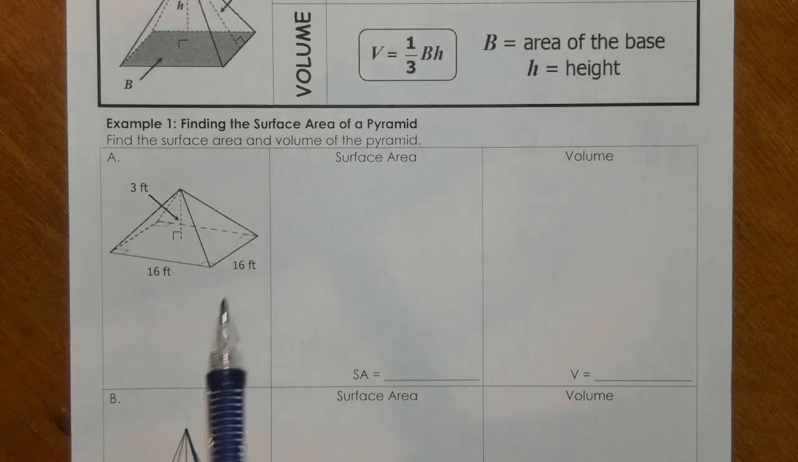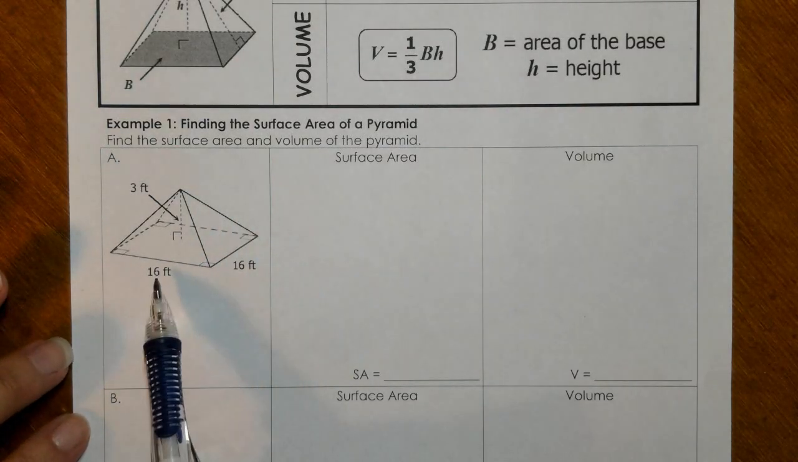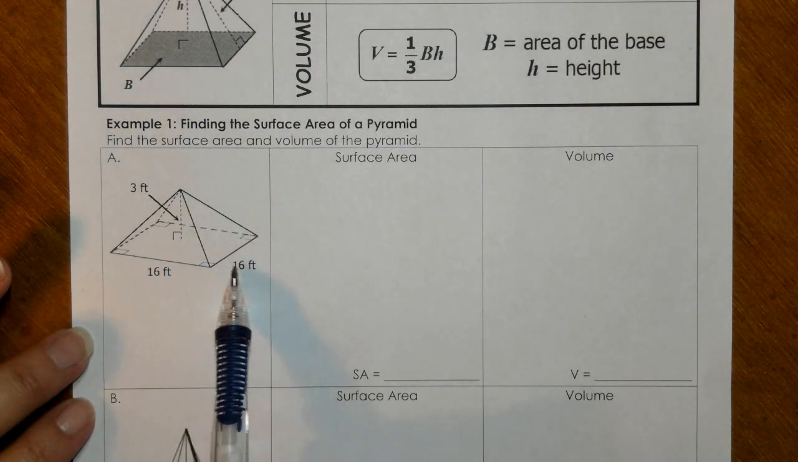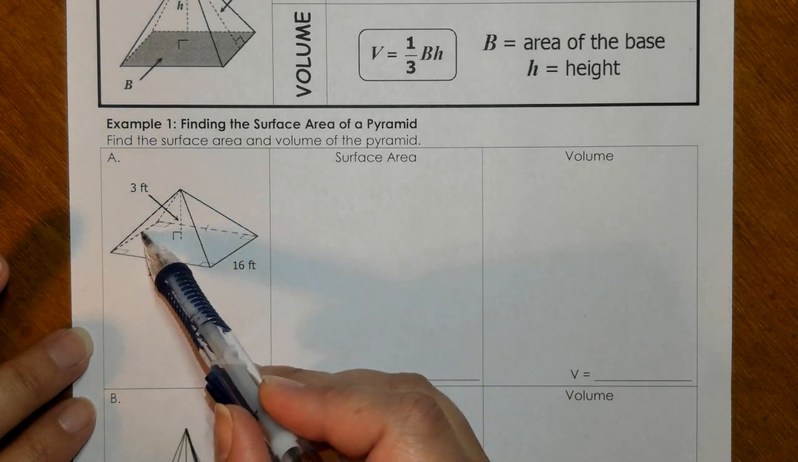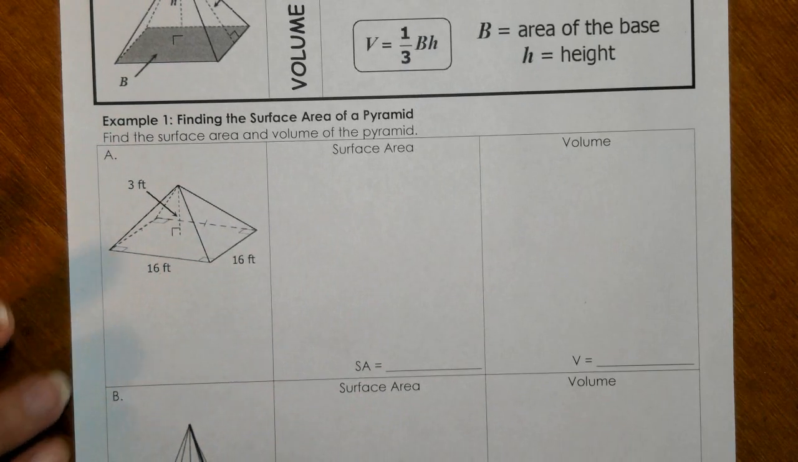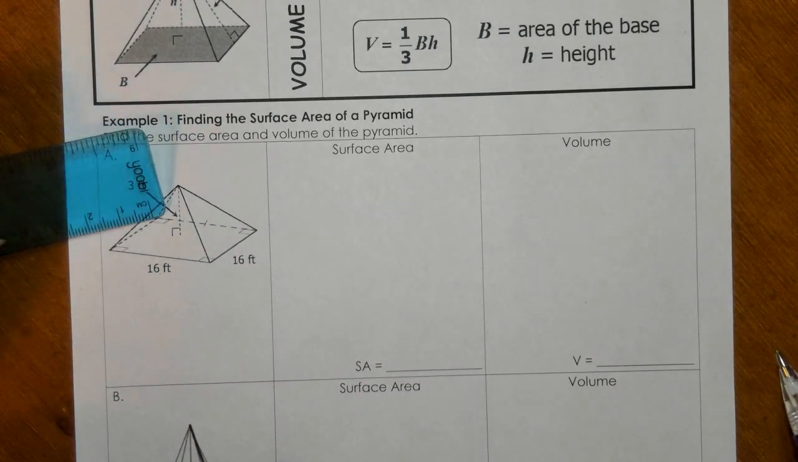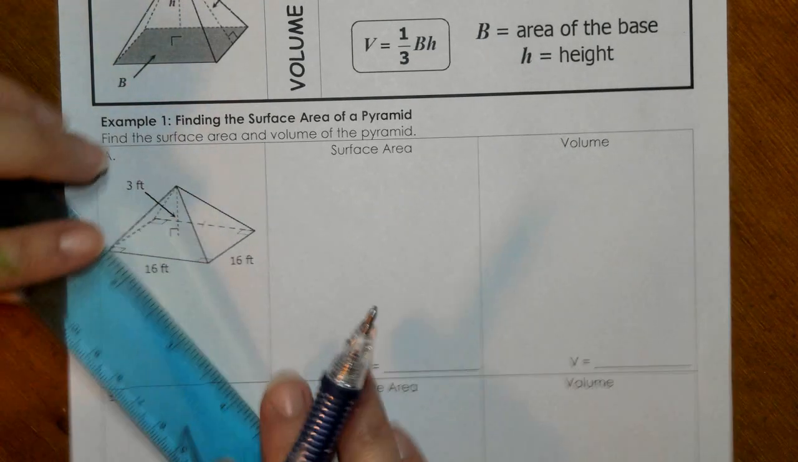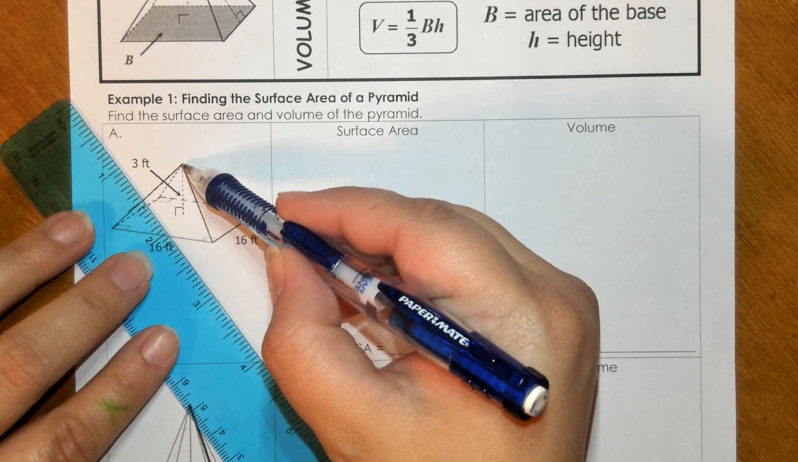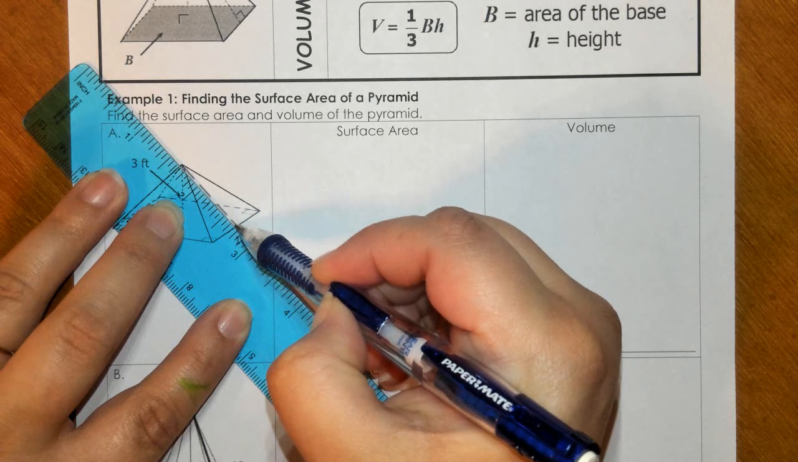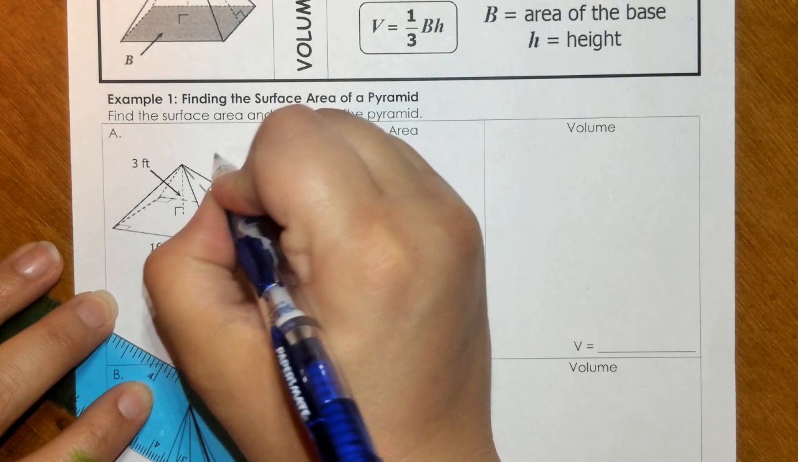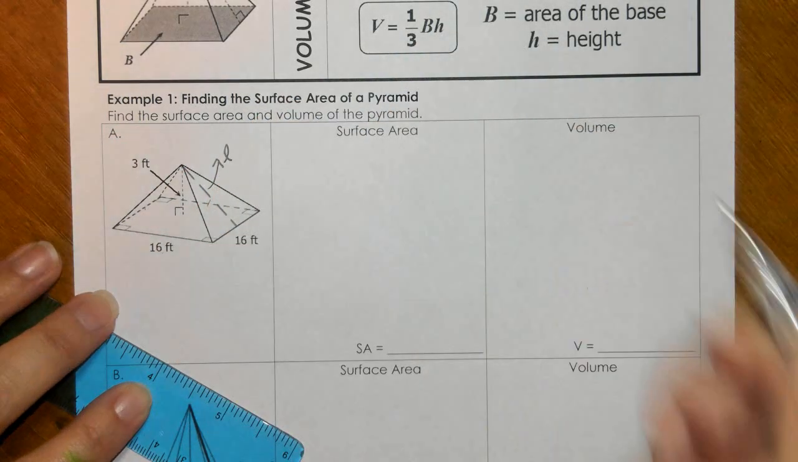If this is a square pyramid, which it is, I see that it's a square pyramid because both of these sides are 16. So that means that would be 16, that would be 16. Then we have our height of our pyramid there in the middle. So what I'm going to do is go from this top point here to the side. And this is my L.